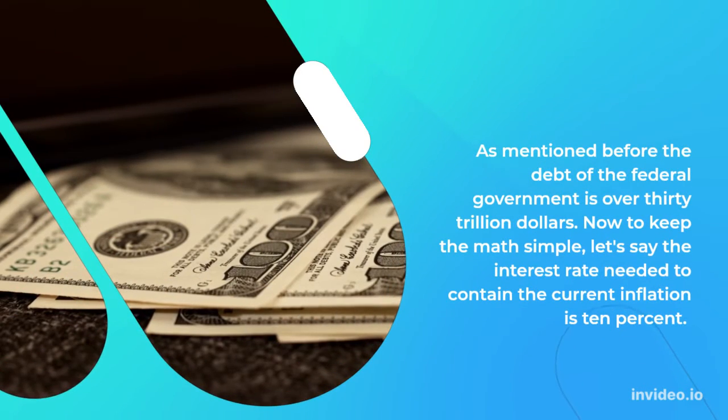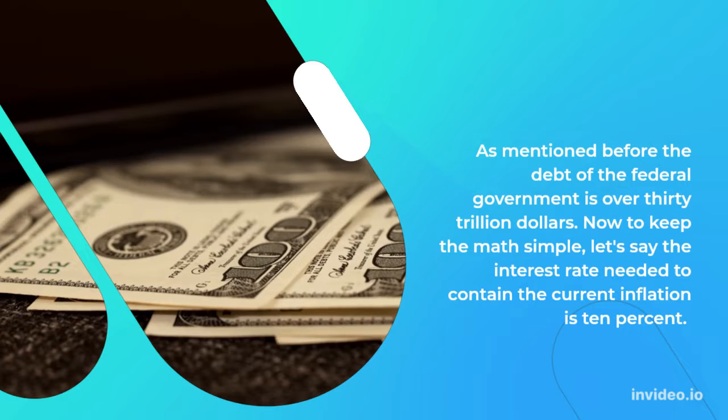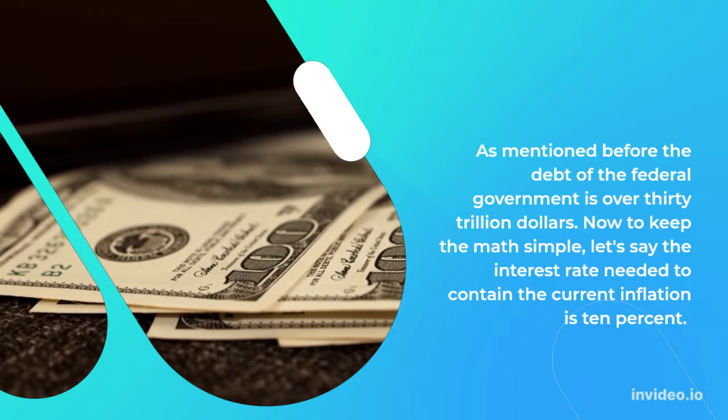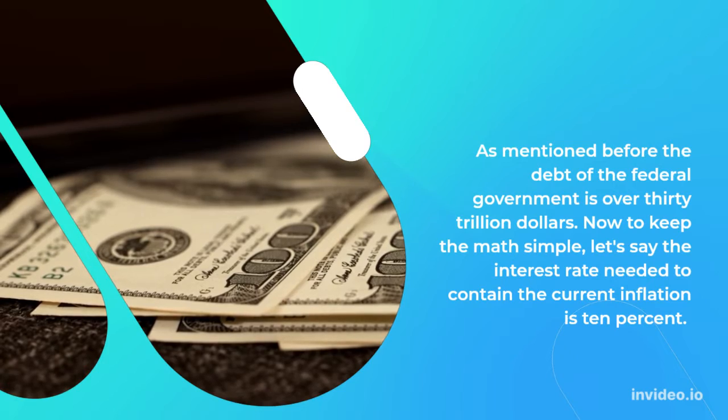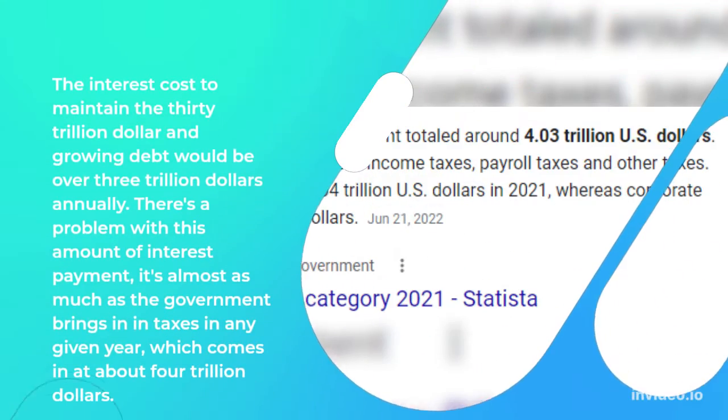As mentioned before, the debt of the federal government is over $30 trillion. Now, to keep the math simple, let's say the interest rate needed to contain the current inflation is 10%. The interest cost to maintain the $30 trillion and growing debt would be over $3 trillion annually. There's a problem with this amount of interest payment. It's almost as much as the government brings in taxes in any given year, which comes in at about $4 trillion.